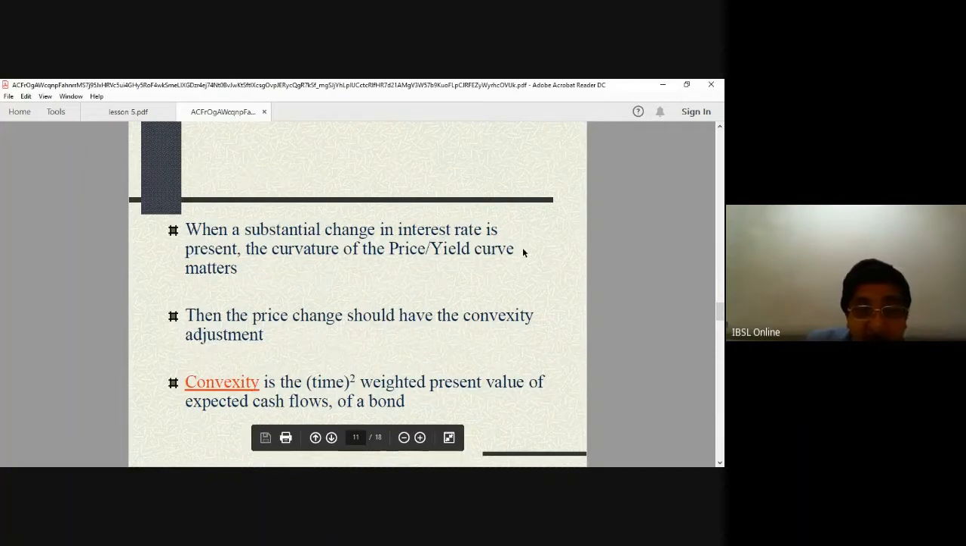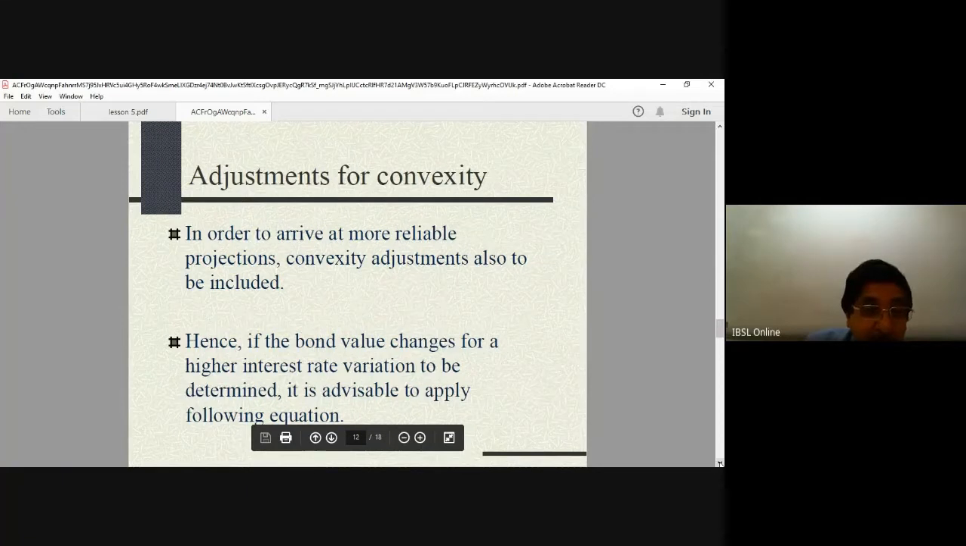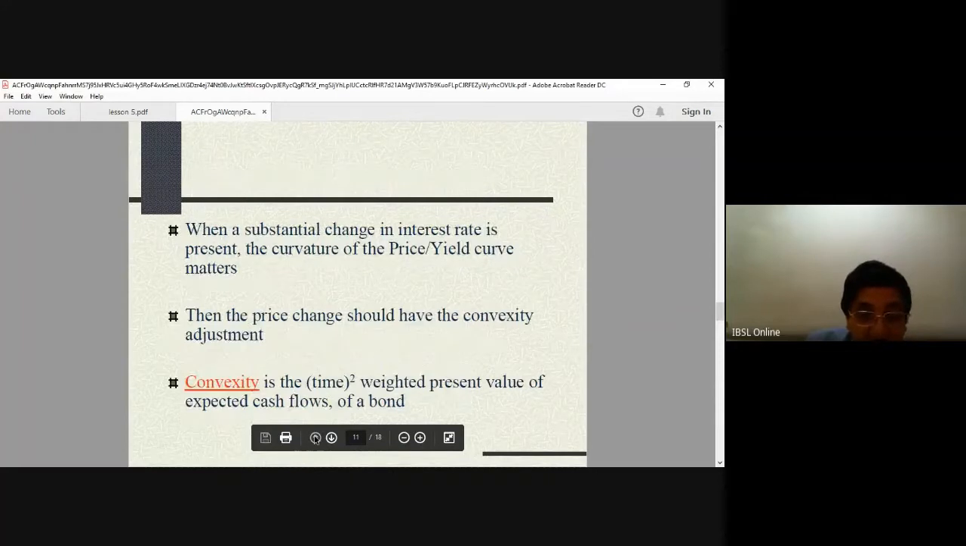When a substantial change in interest rate is present, the curvature of the price-yield curve matters. Then the price change should have the convexity adjustment. Convexity is the time squared weighted present value of expected cash flows of a bond. In order to arrive at more reliable projections, convexity adjustments also have to be included. This is the principle I have now conveyed to you. Now I will show you how we arrive at convexity.